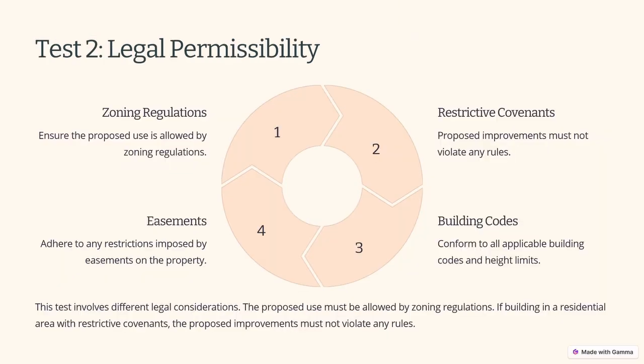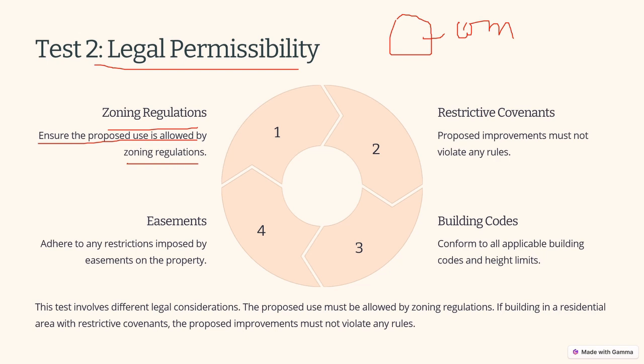Second test is legally permissible. So you have to check, let us suppose in the first test you propose that this property should be used as a commercial property. But you have to check whether the zoning laws allow commercial use, so ensure that the proposed use is allowed by zoning regulations.